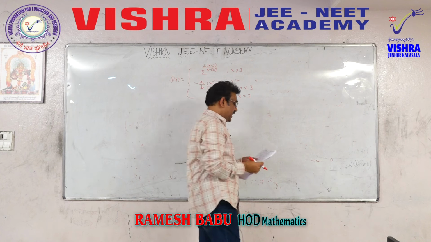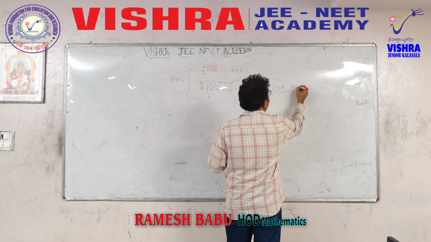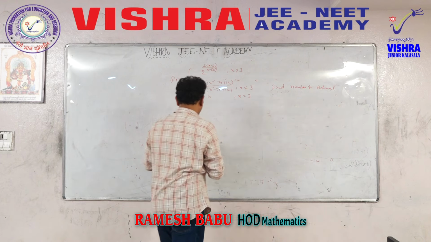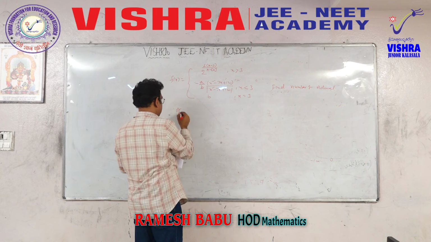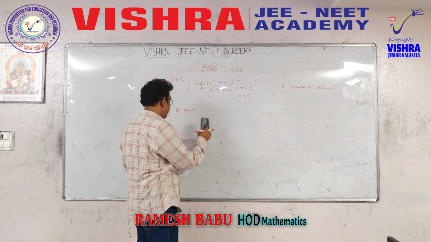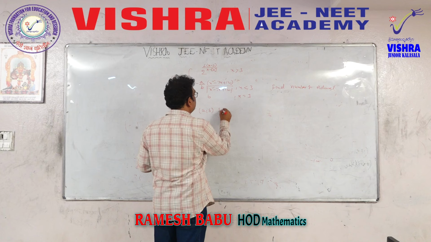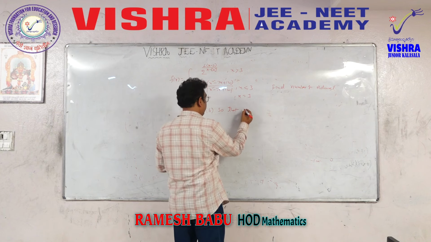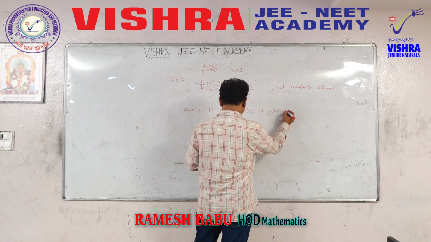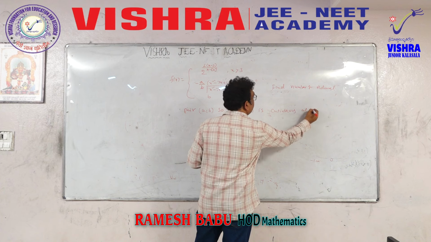Find the number of ordered pairs (a, b) so that f of x is continuous at x equal to 3.